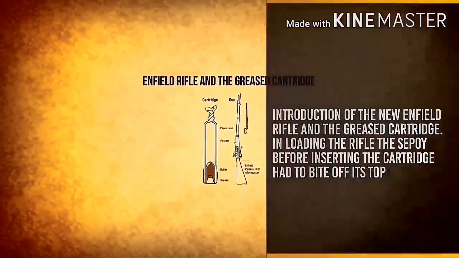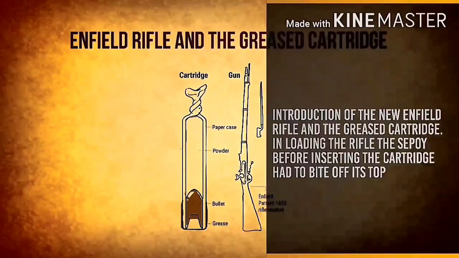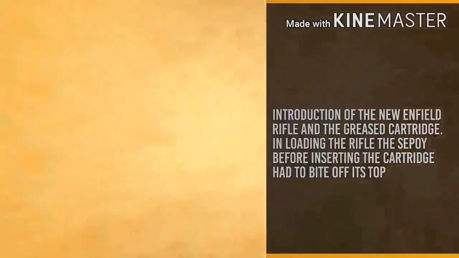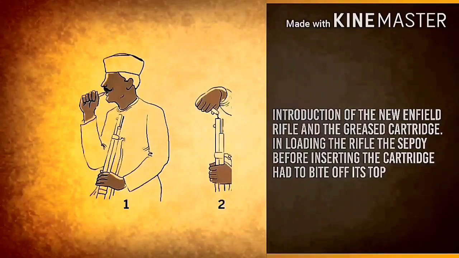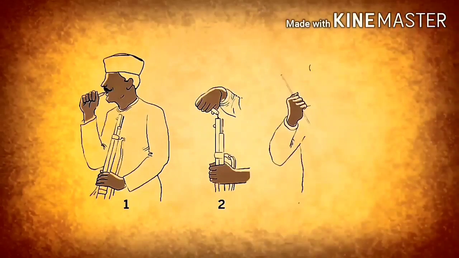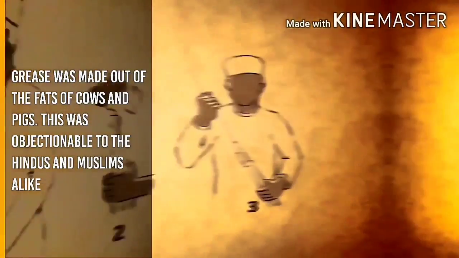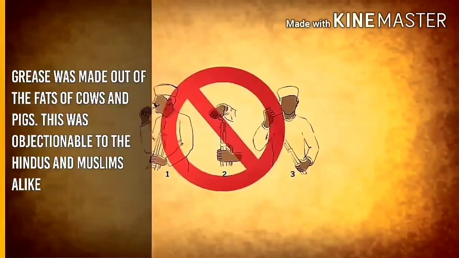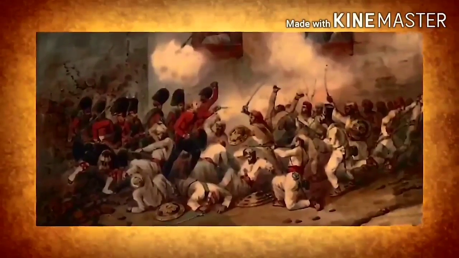The immediate cause of the revolt was the introduction of the new Enfield rifle and the greased cartridge. In loading the rifle, the sepoy, before inserting the cartridge, had to bite off its top. It was believed that the grease was made out of the fats of cows and pigs. This was objectionable to Hindus and Muslims alike. These rumors spread like fire, turning discontent against the British into a revolt.